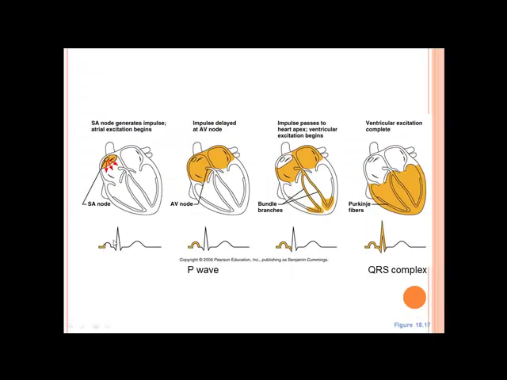So, SA node fires, we get our P wave. It spreads throughout the atria. AV node pauses it for a second, all right? We get our QRS complex, which is going to be our Purkinje fibers causing the ventricles to contract.